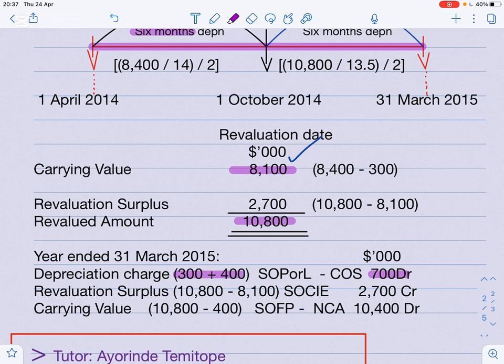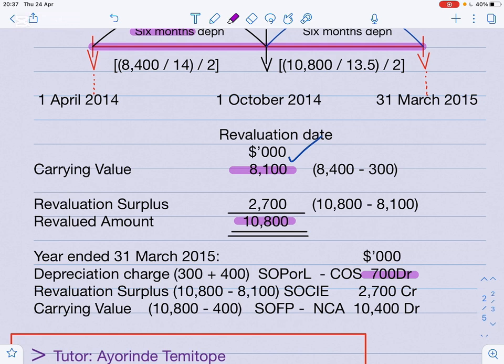Well, it will go to the statement of profit or loss, and the cost of sales will be the one to accommodate it in the statement of profit or loss, unless otherwise stated. Okay, good. So, what's this saying? Well, we've come to the answer that the examiner will be expecting us to drop for this question. So, the 12 months depreciation charge will be $700,000.